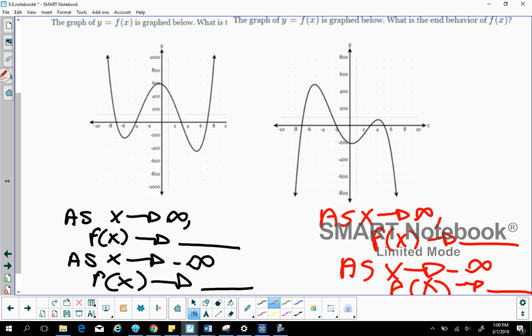So as x goes this way, where does your y go? Up. So your f of x, or your y, goes to positive infinity. Okay, what about as x goes to negative infinity? Where did your y go?